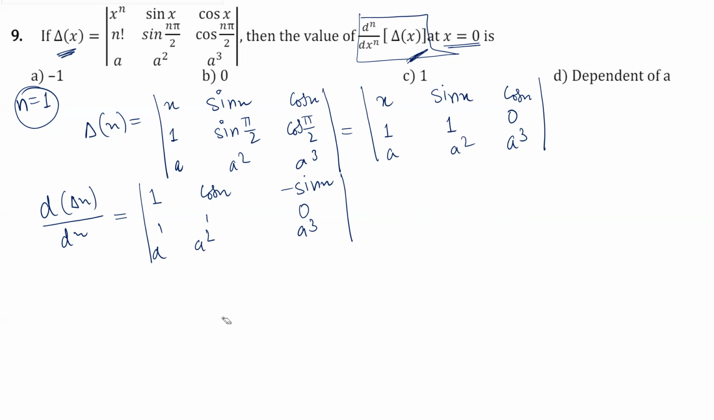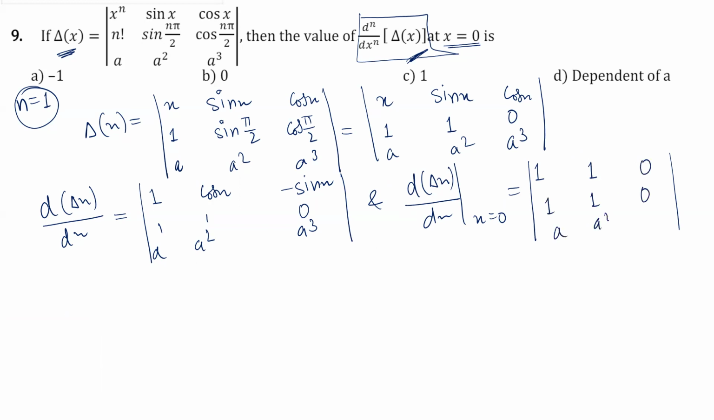So here, if you put x equals to 0 now, you will see that differentiation is becoming 0 again. So d delta x by dx at x equals to 0 will come out to be 1, cos 0 is 1, minus sin x, so that will be 0, 1, 1, 0, A square, A power 3. And you can see that row 1 and row 2 are identical. So this will be 0.